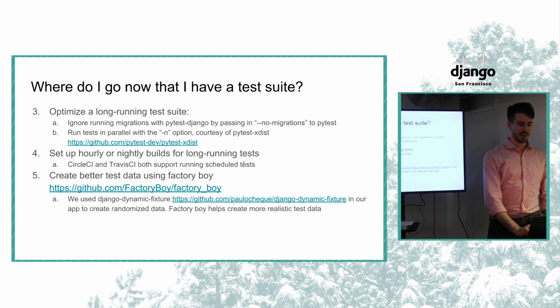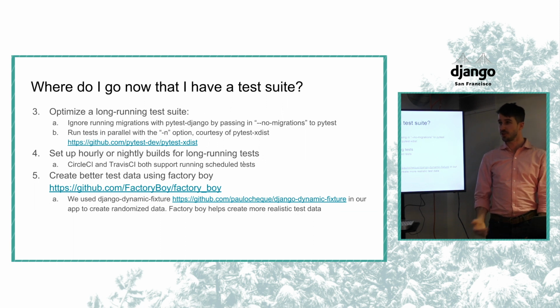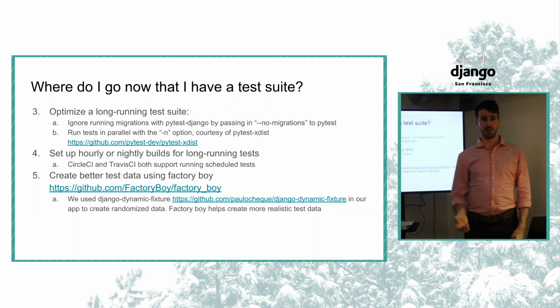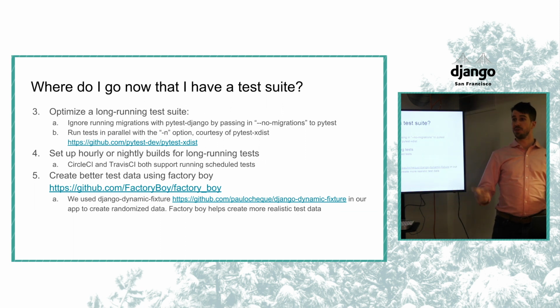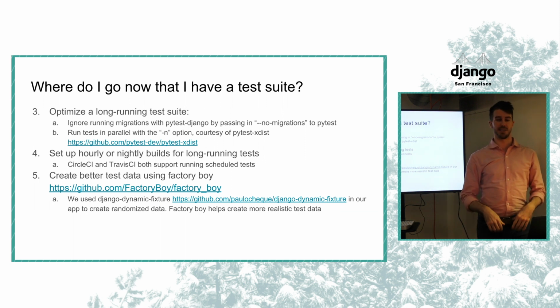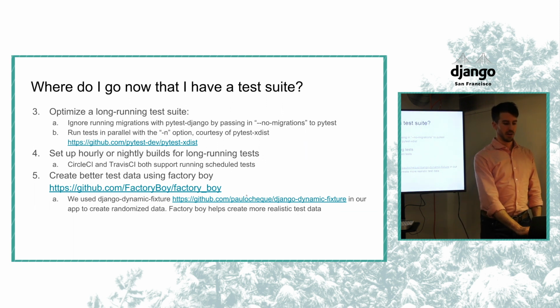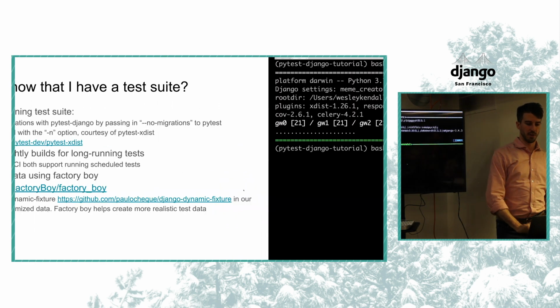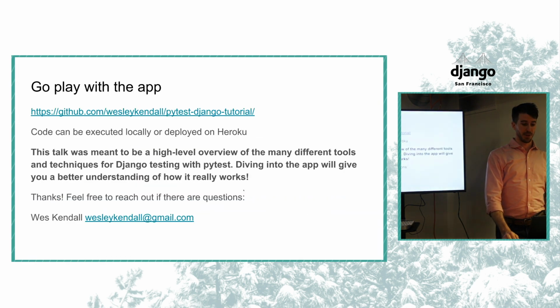It's really great. I mentioned earlier about test data. I use Django Dynamic Fixture in this example. There's another great testing data framework called Factory Boy. It allows you to make much more realistic testing data. Let's say you have an address field or a zip code, you can fake out all that data and make it a little bit more realistic, instead of just using randomly generated data, which is what Django Dynamic Fixture generates.